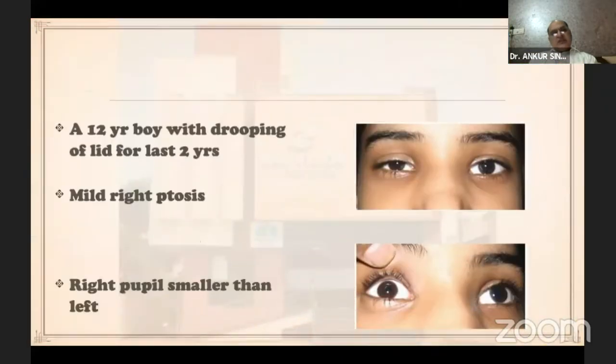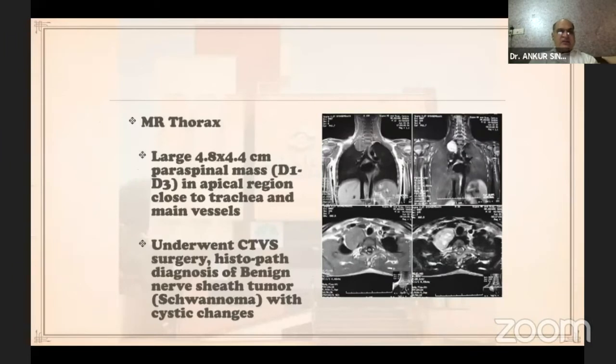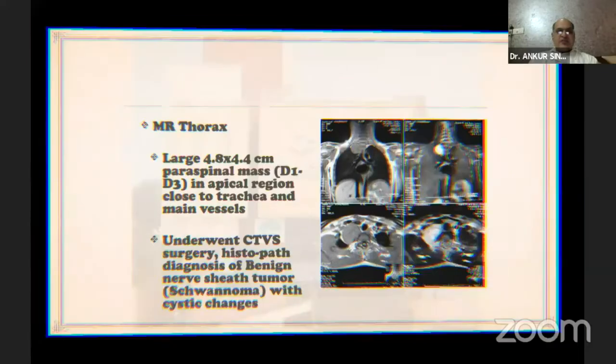Now, this is a case of a 12-year-old boy with drooping of eyelids with mild ptosis. We can clearly see the right pupil is smaller than the left pupil, and he was subjected to MRI because of this. And there was a large paraspinal mass. So this was a case of Horner syndrome, and then the patient underwent surgery for benign schwannoma.